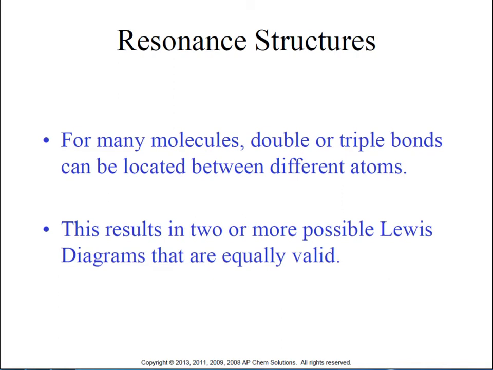So resonance structures are this, right? For many molecules, lots of them in fact, double and triple bonds can be located in different places and sometimes at different times. So what this means is there might be two or more different Lewis dot structures that are equally valid. They might have the same amount of formal charge and things like that, so there isn't any big difference between them. So how does that work? That's what we're going to talk about today.